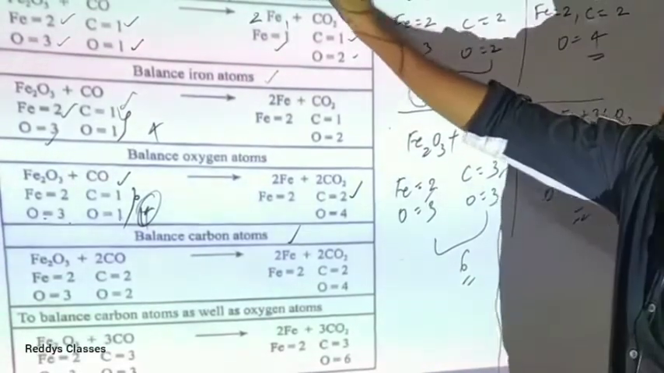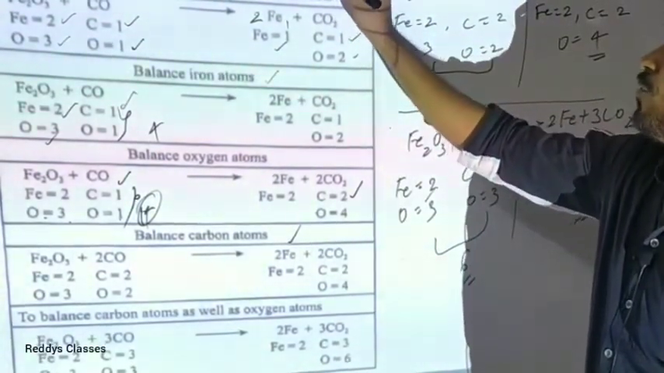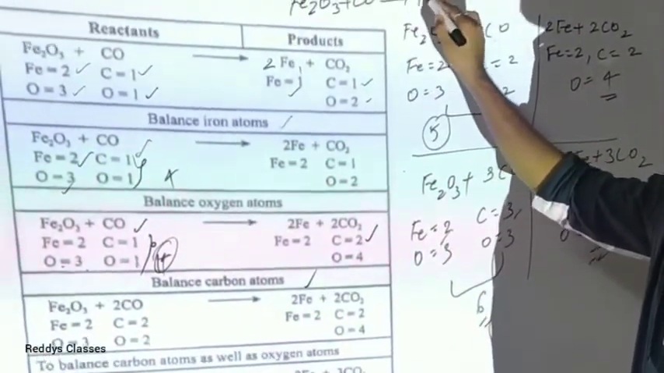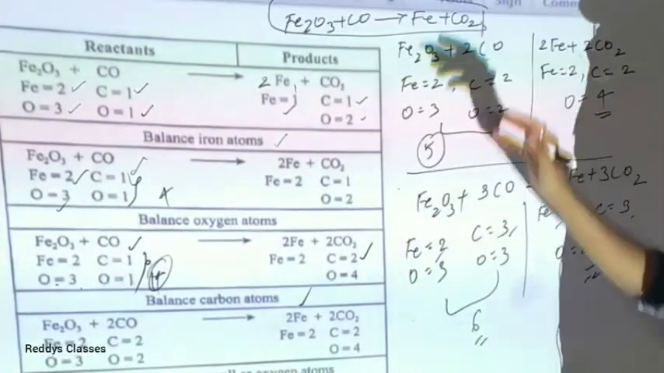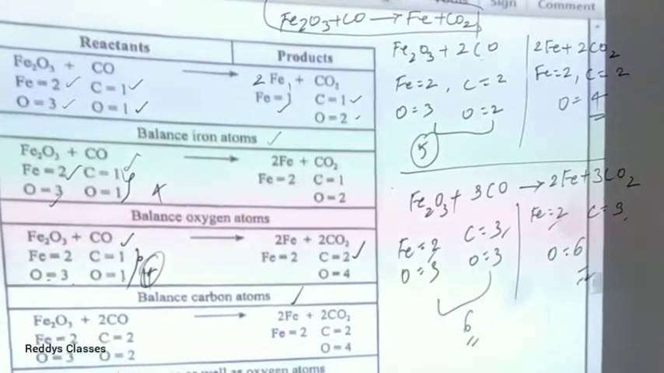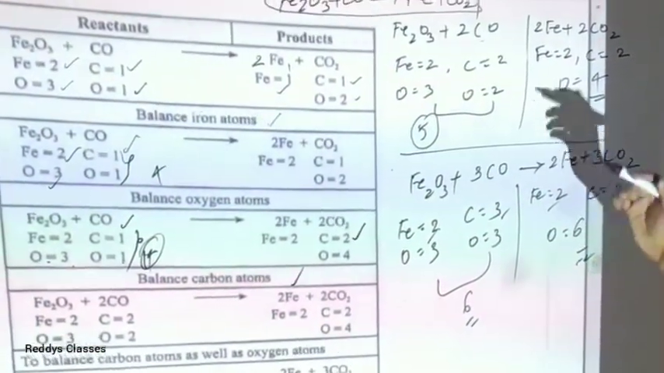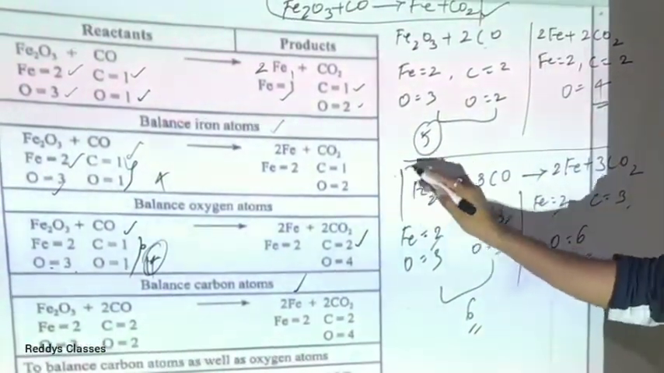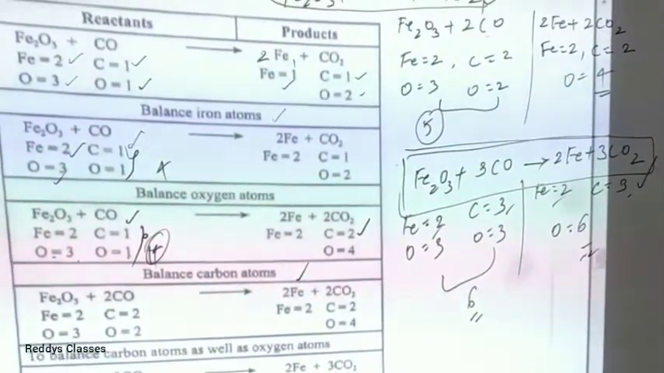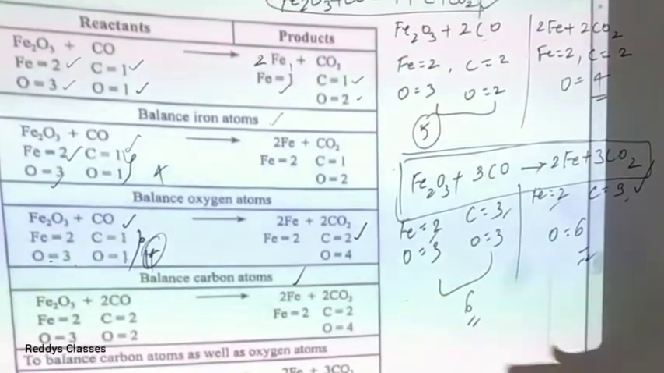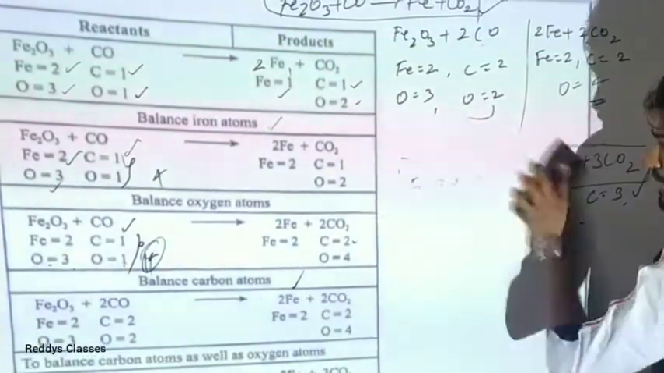We have the chemical equation Fe2O3 plus CO gives Fe plus CO2. This was not a balanced equation, this was a skeleton equation. We transformed this equation into this to get a balanced chemical equation. This is the absolutely balanced equation. So let us go further now with more examples.